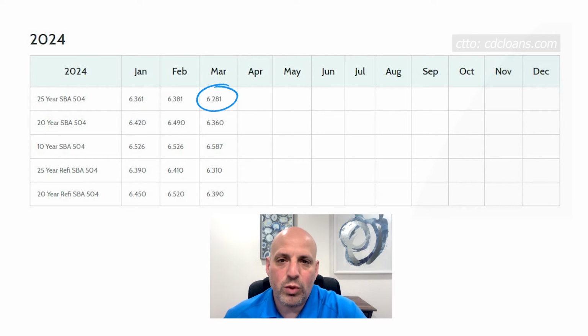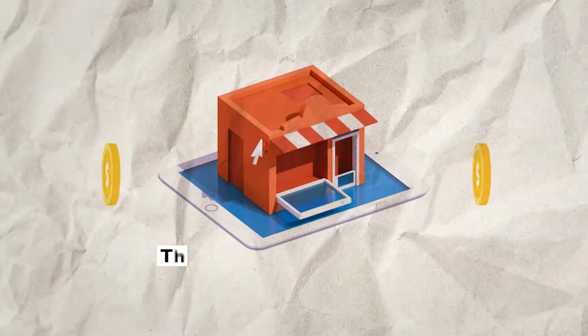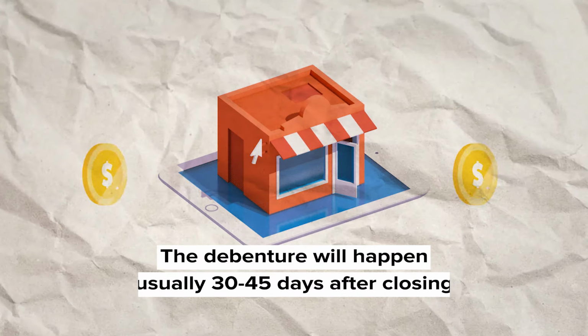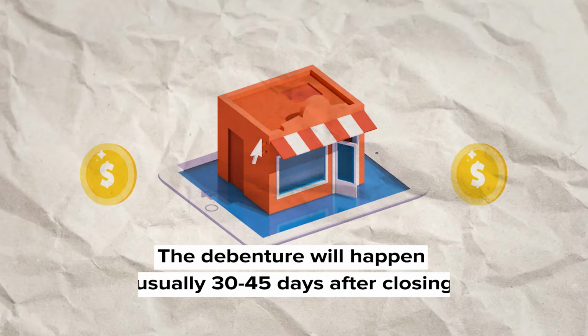So those can vary. But once the debenture happens, then based on the debenture rate, like today, the debenture rate is 6.281 on a 25-year term. So if your debenture were to happen today, that's the rate you would get locked in for the remaining 25 years. So just be aware. Now, if you're buying an existing building, the debenture will happen usually 30 to 45 days after closing. So the bank is always funding the interim piece for that, just to keep you aware of the structure.